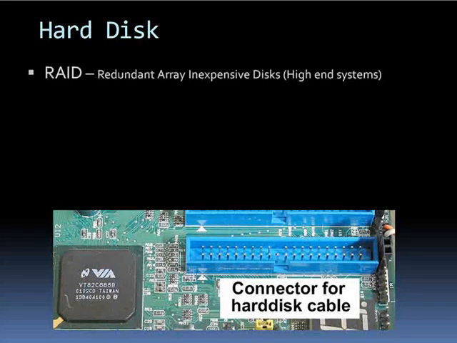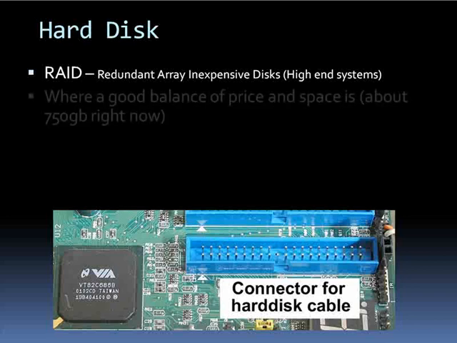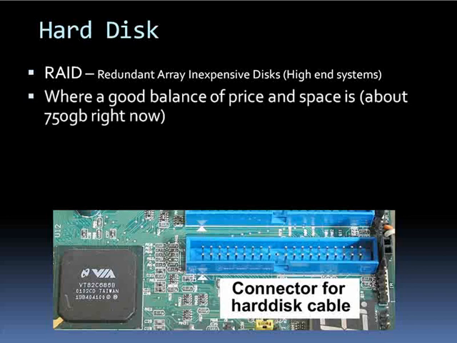The hard drive. Basically, you can have just one hard drive, or you can have what's called RAID, which is redundant array of inexpensive disks. These are on high-end laptops. I've seen, for example, on Alienware laptops, they'll have two hard drives and they'll RAID them together for faster speed. It's also used on servers and other high-end machines.